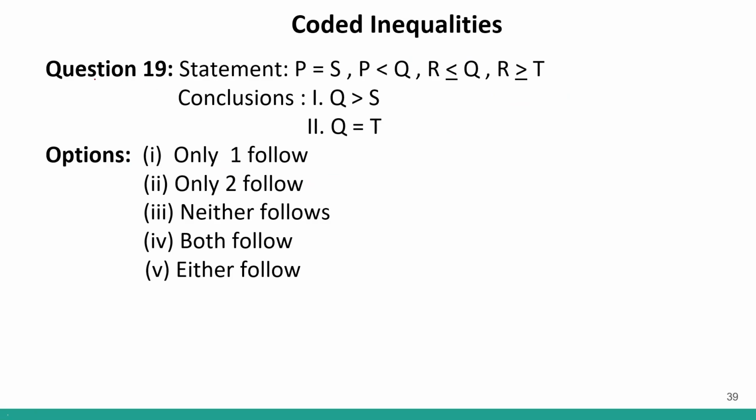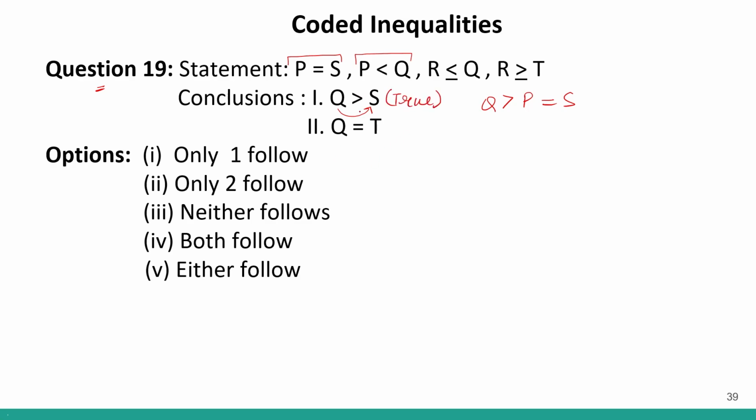Now coming to question number 19. In question number 19, the first statement is that Q is greater than S. So we have to move from Q to S. I can see a relationship between Q and P, and a relationship between P and S. So basically it is given to us that Q is greater than P and is equal to S. So definitely Q will be greater than S. So this will be true.